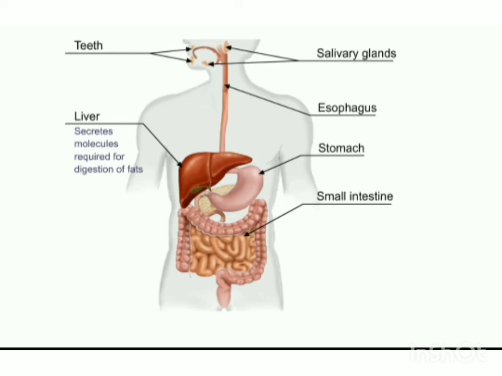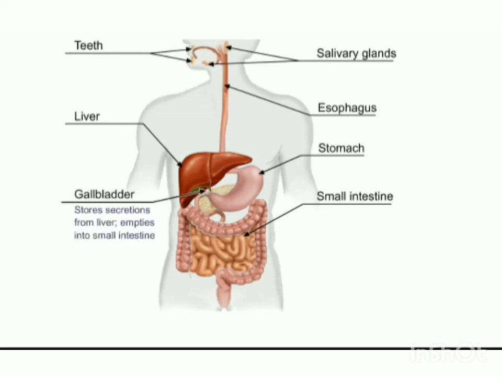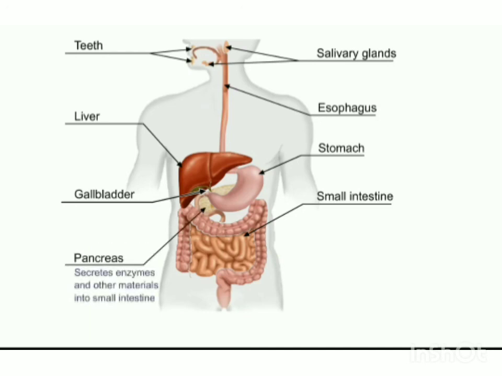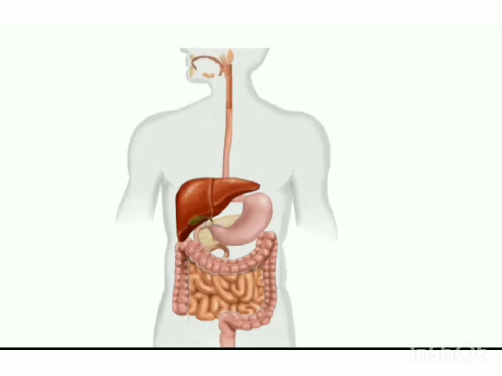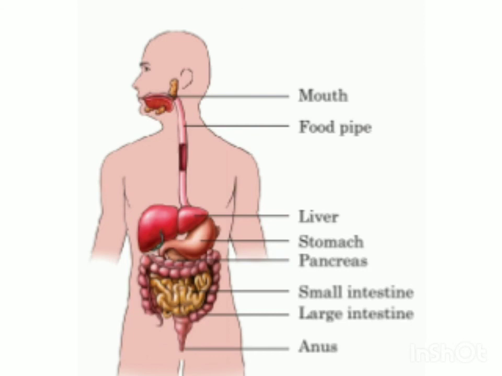Liver secretes molecules required for digestion of fats. Gallbladder stores secretions from the liver and empties into the small intestine. Pancreas secretes enzymes and other materials into the small intestine for the digestion of food. Large intestine, where the absorption of water and feces formation takes place. So, this is all about your digestive tract.